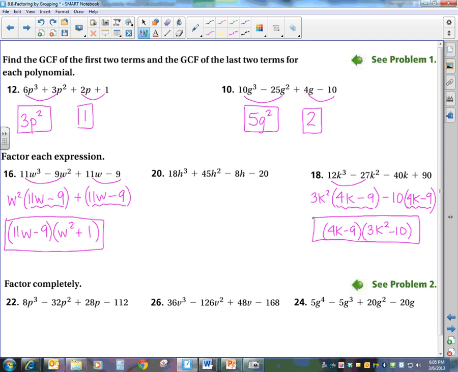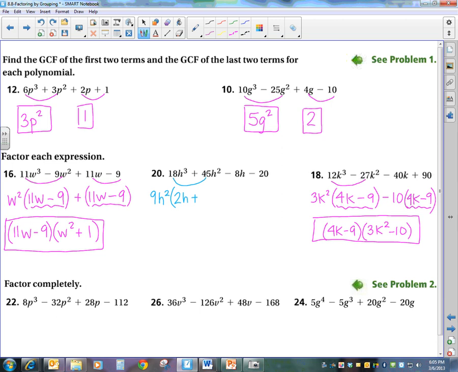And 3 and 10 aren't perfect squares, so we don't even need to worry about going further than that. Okay, look at 20. I have 18h cubed and 45h squared. The largest number that goes into both of those is 9. I have an h squared in both. 18 divided by 9 is 2. 3 h's, take away 2 h's, leaves me with an h.